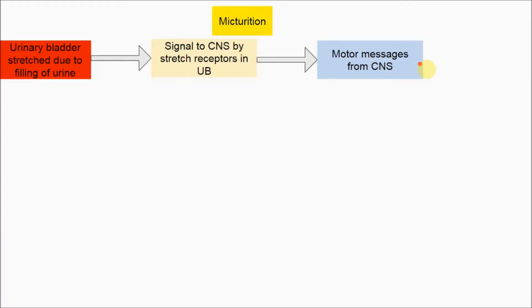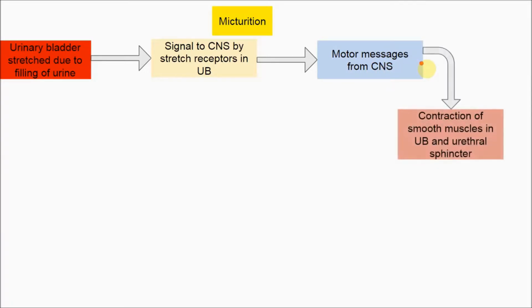The motor messages from the central nervous system reach the smooth muscles of the urinary bladder. As a result, there is a contraction of the smooth muscles and also opening of the urethral sphincter. Okay, the urethral valve. What happens? There is a release of urine. So this is the micturition reflex.